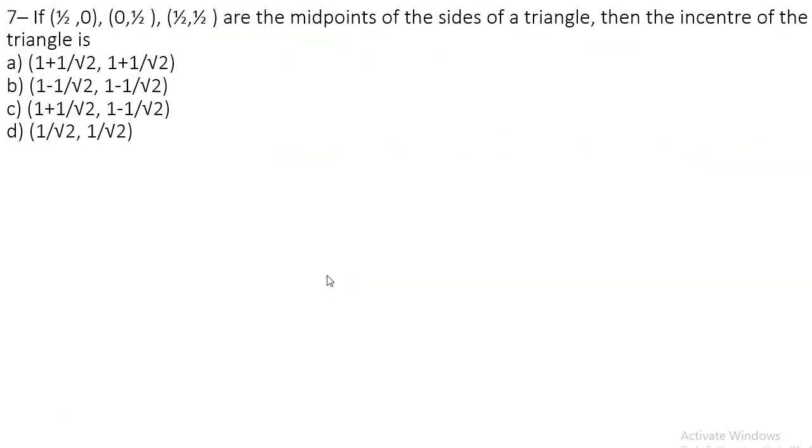So now the seventh question. The seventh question is, if 1 by 2 comma 0, 0 comma 1 by 2, 1 by 2 comma 1 by 2 are midpoints of the sides of a triangle, then the incentre of the triangle is.